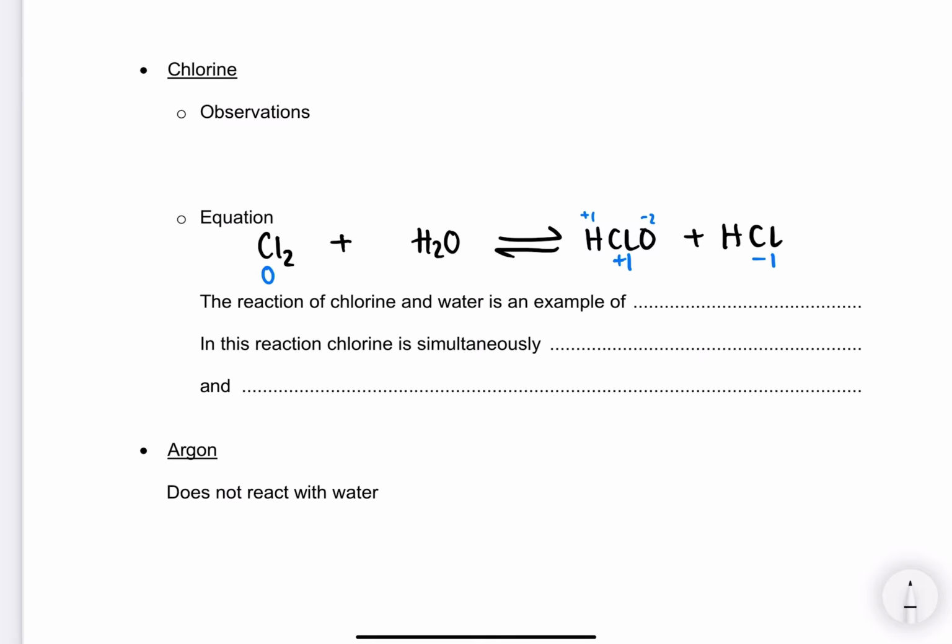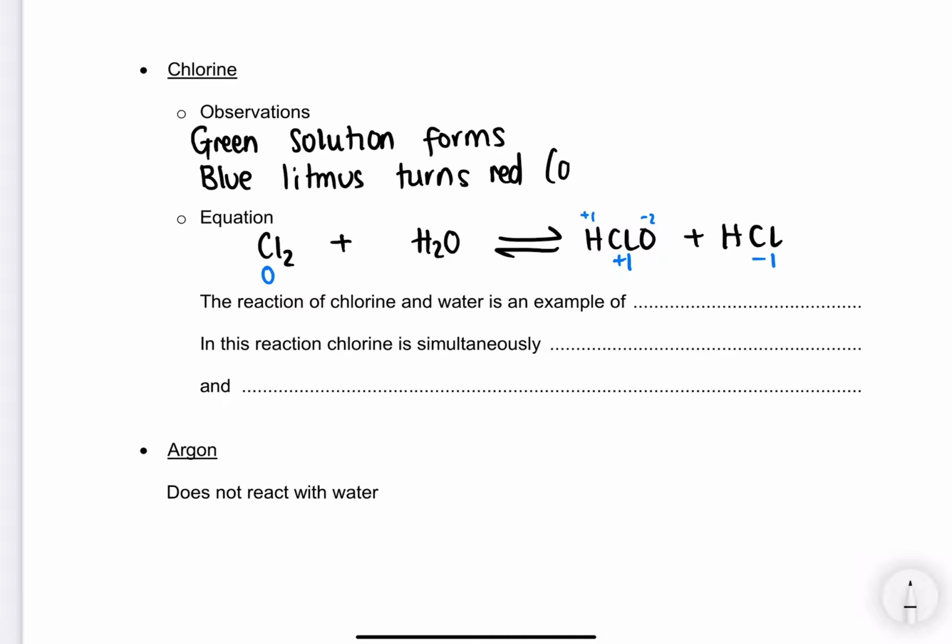What would we actually observe? A green solution forms because chlorine, a pale green gas, is bubbled into the water, and we see a pale green solution. And then blue litmus turns red because acid forms. Both of these are acids, HCl and HClO. And then white because they bleach. The bleach being the HClO.